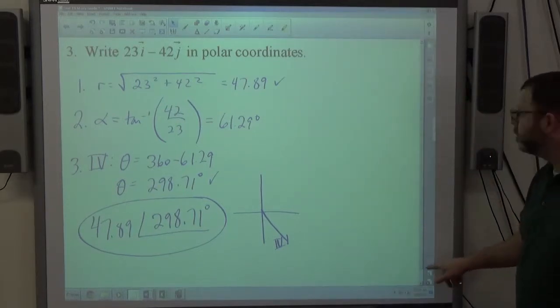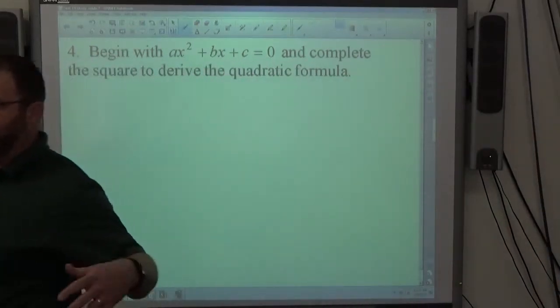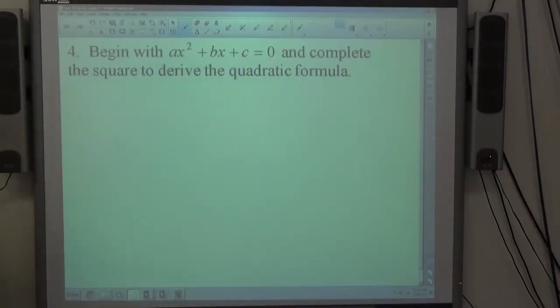Number 4. This is exactly the problem on the test. It's going to be exactly this. So basically, you don't have to memorize the answer. You just have to apply the completing the square technique to this expression. What I'm going to put up here is what I'm going to expect to see on your paper.